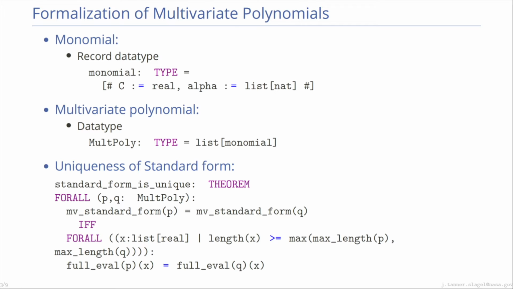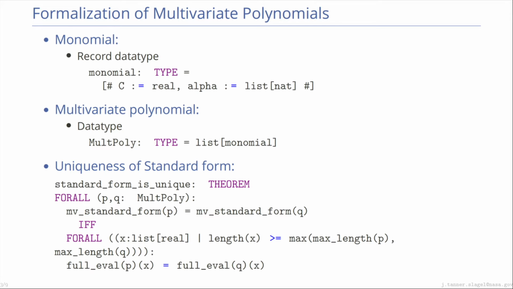So when we formalized multivariate polynomials in PVS, the way we did this was we started with a monomial, and we defined it as a record data type. And then a multivariate polynomial would be a list of these monomials. So you might imagine that if you have a list of monomials, there are many examples of syntactically different multivariate polynomials that are actually the same in terms of evaluation.